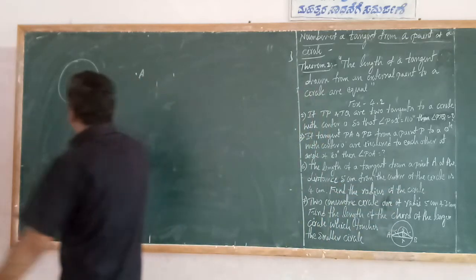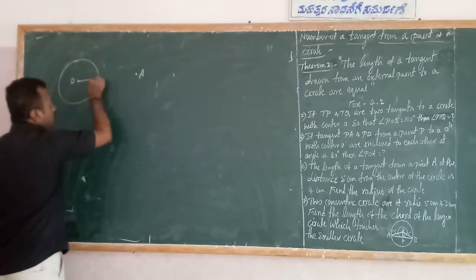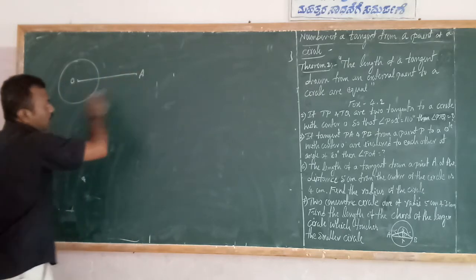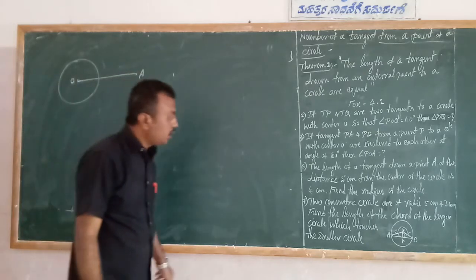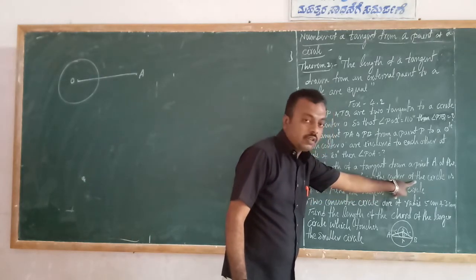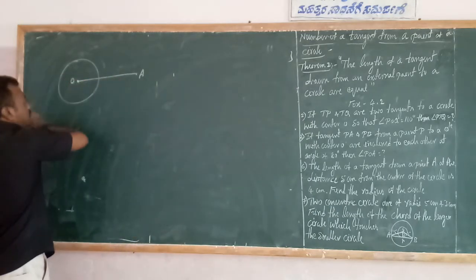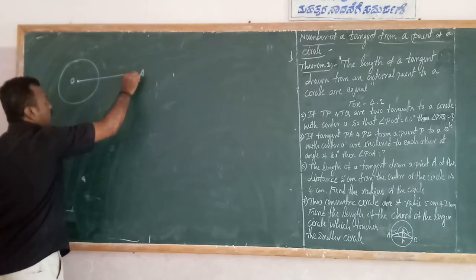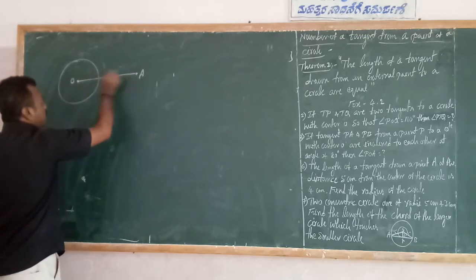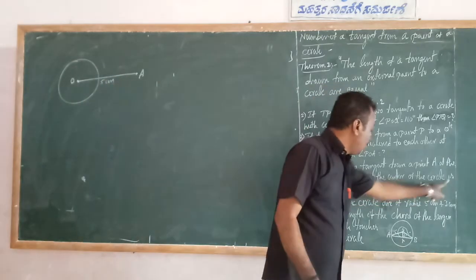The distance is 5 cm from the center. See, O is the center of the circle. From the center of the circle to the point A, this is the distance of how many centimeters? The distance of 5 centimeters from the center of the circle. This is the center, and this is the external point. So the distance between the external point and the center of the circle is 5 centimeters, and the length of the tangent is 4 centimeters.